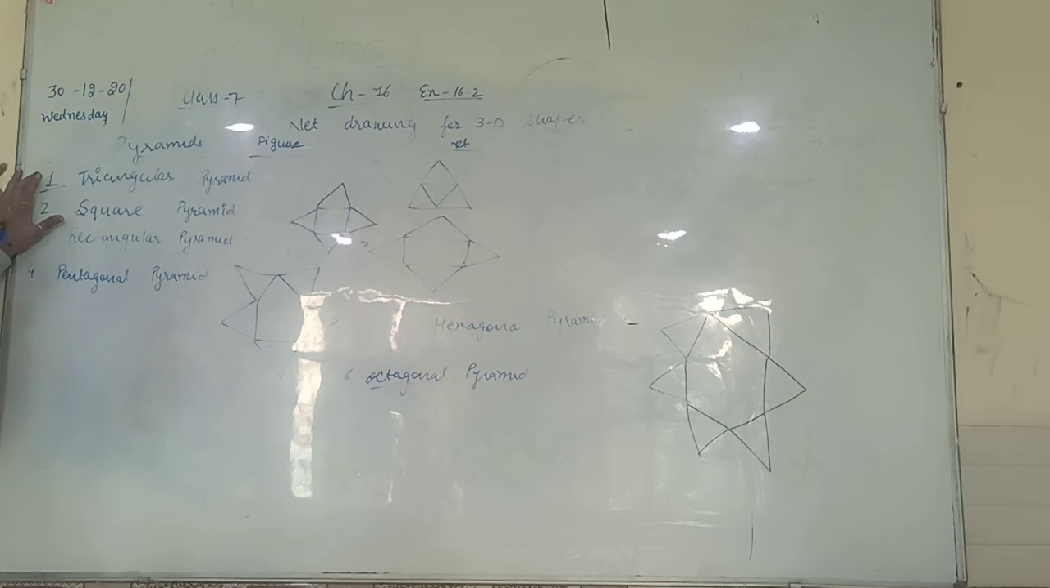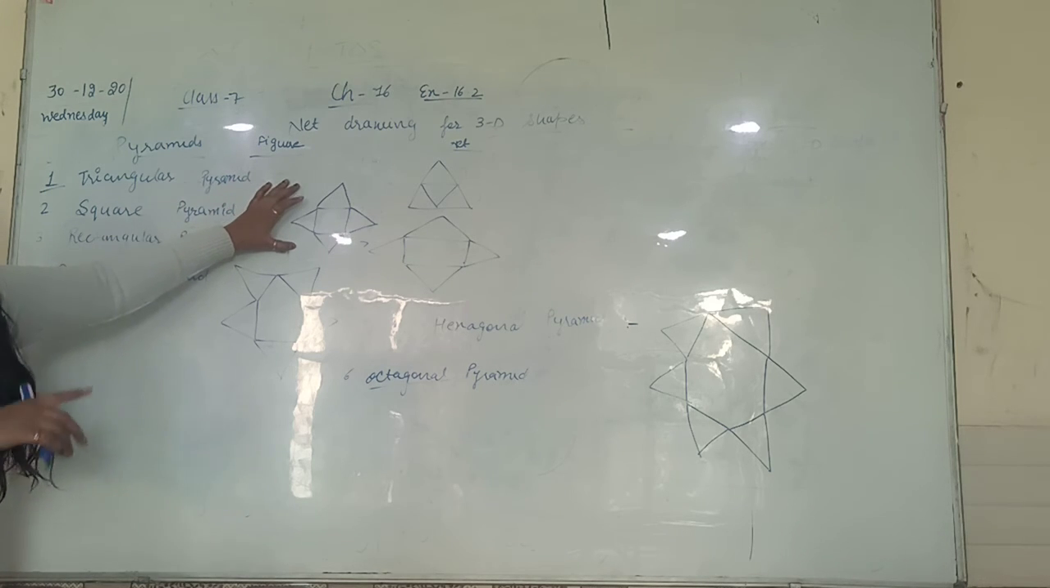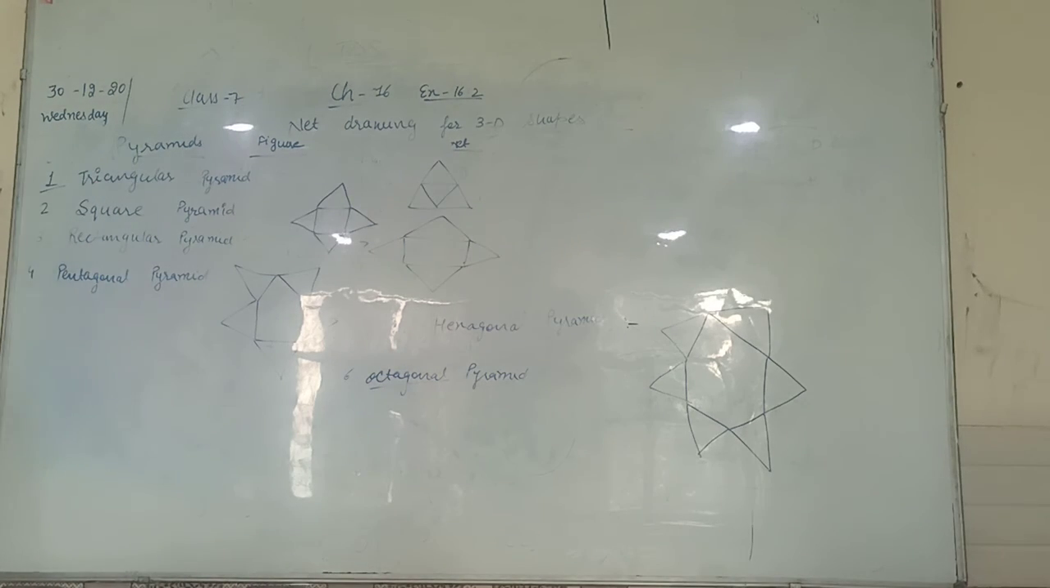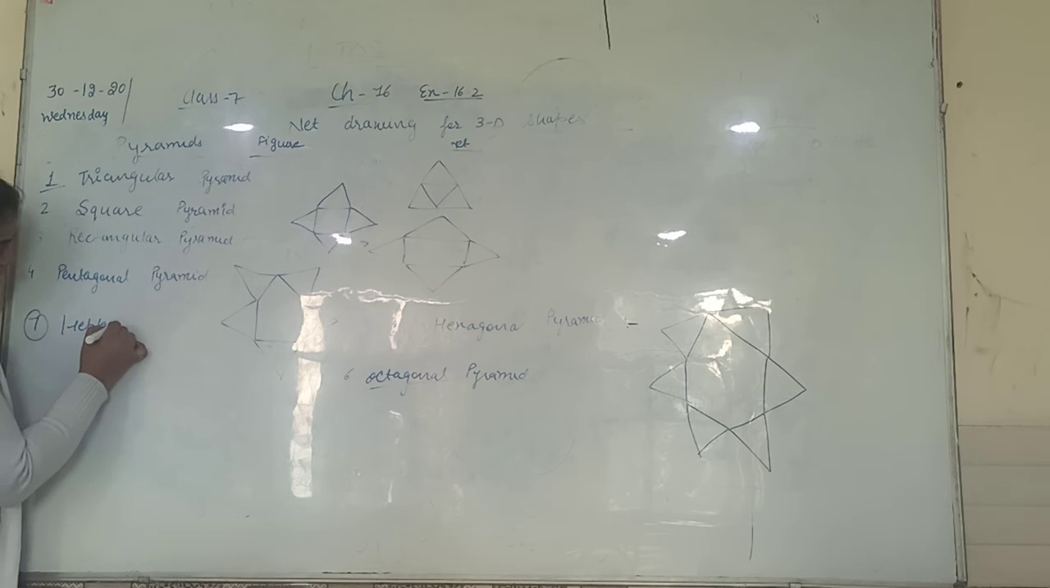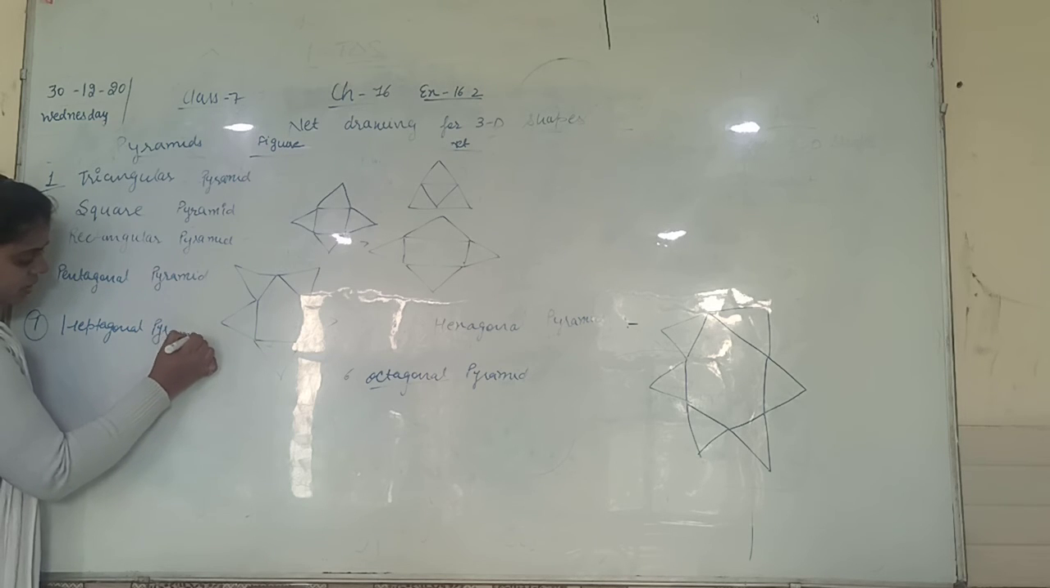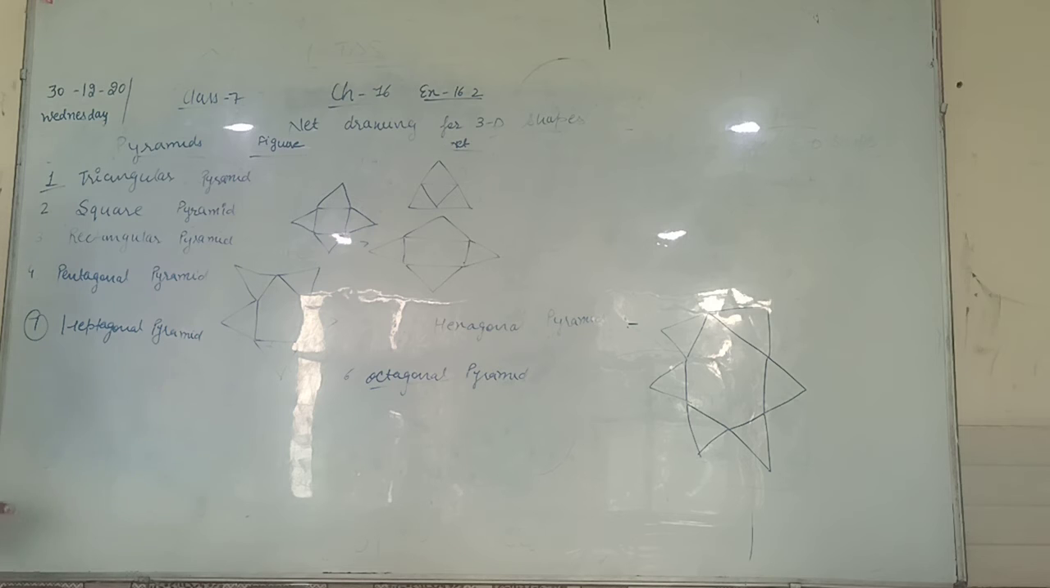Triangular one, complete triangle, then inside opposite triangle. Square pyramid, middle one square, and on the 4 edges you will draw the triangle. Rectangular pyramid is also easy. Same with this. Your work is to draw heptagonal pyramid, net of heptagonal pyramid, decagon pyramid and nonagon pyramid. Right? You will draw this net in your notebook.